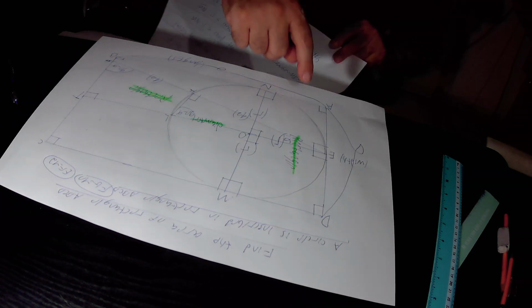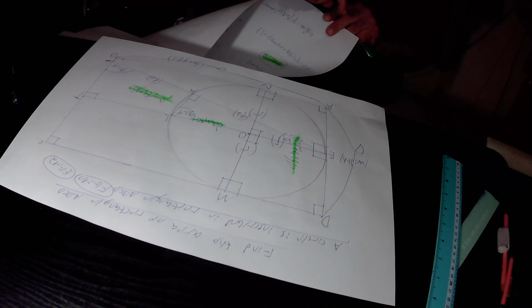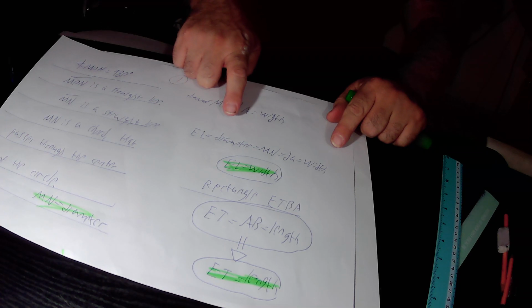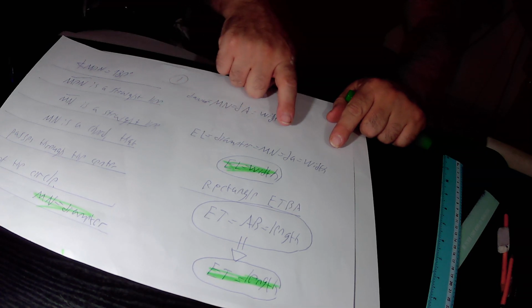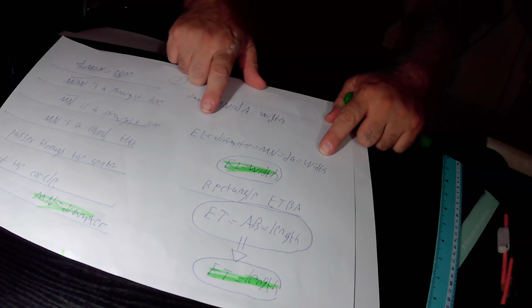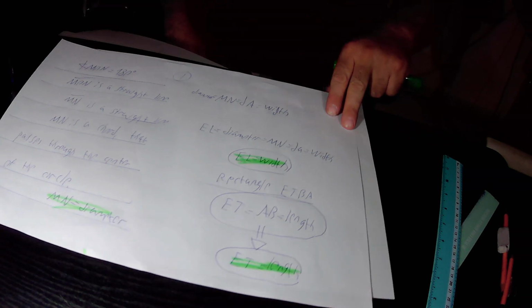But we know that DA is the width of rectangle ABCD, so we can write that DA is the width, and from this long equation, EL equals the diameter equals MN equals DA equals the width. We derive that EL is the width of rectangle ABCD.